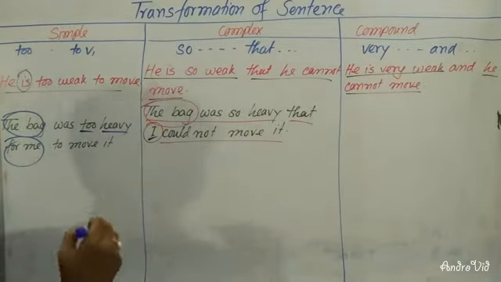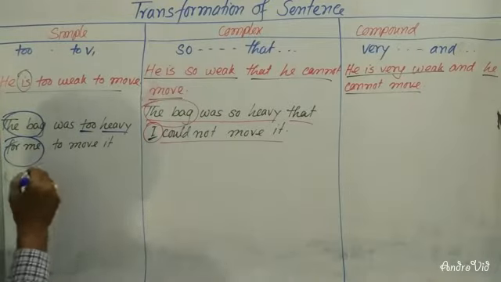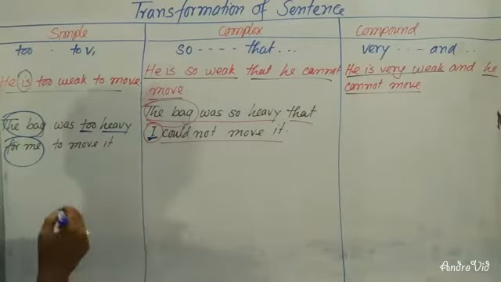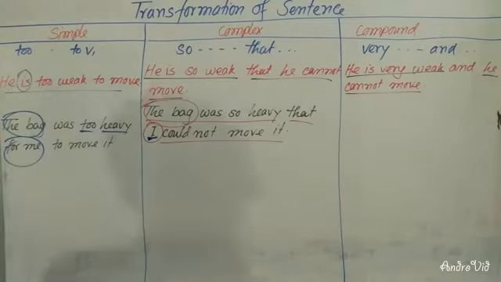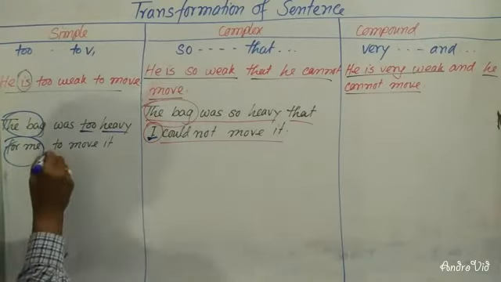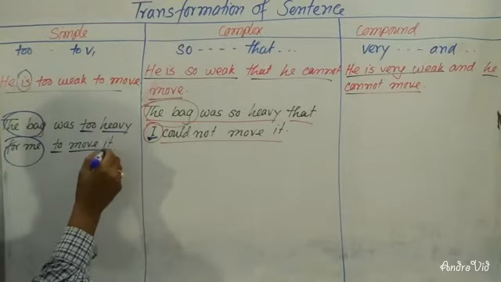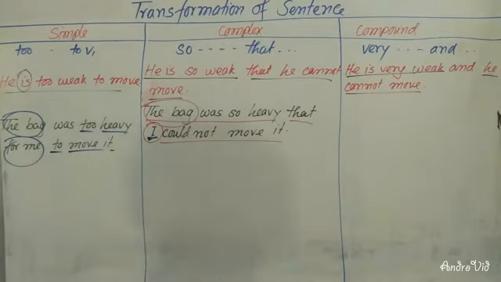If there is he, then I would use here for him. If there is they, so I would use for them. So you can see that you have used here to, then the present form of verbs, then extensions. So the bag was too heavy for me to move it. Dear learners, I hope it is clear to you.